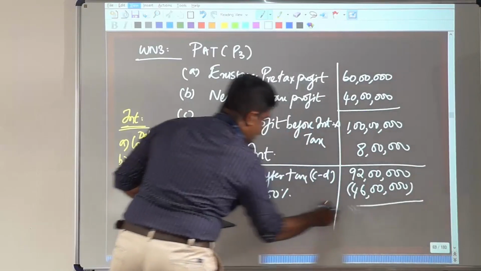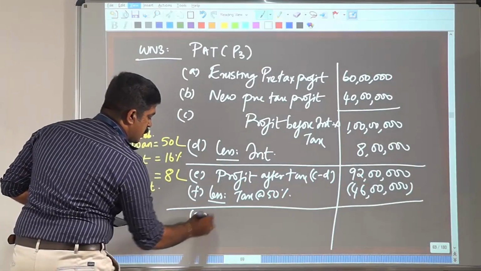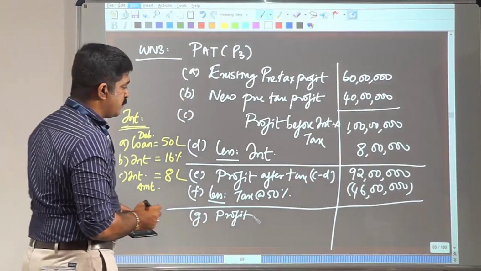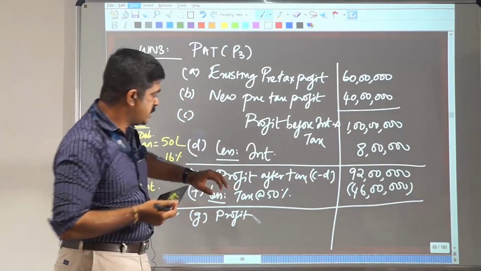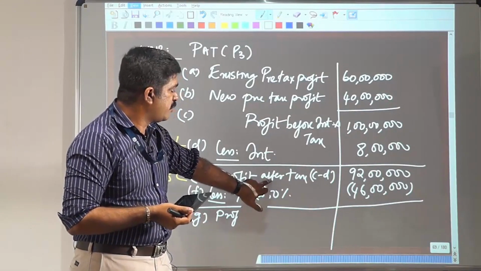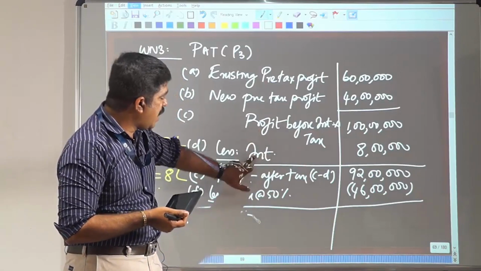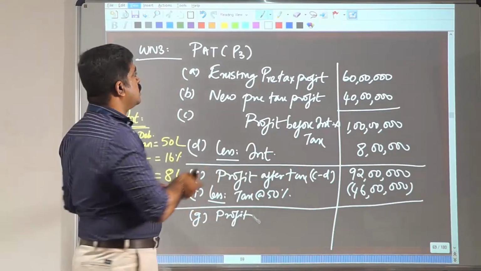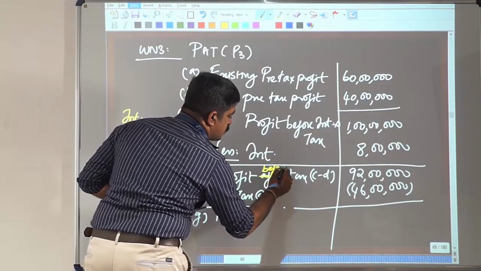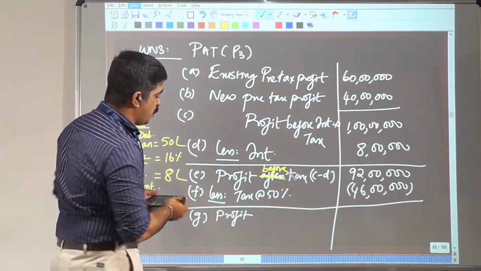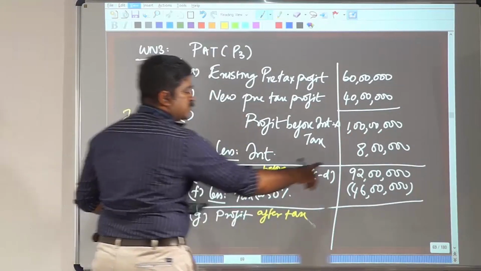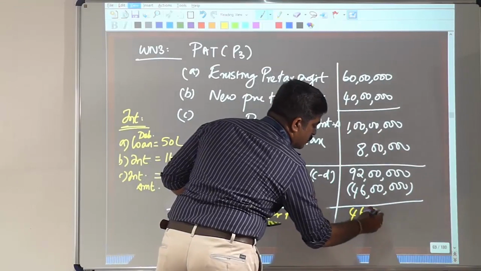So what is my earnings after tax? My profit after tax, I think there is one technical mistake. Please note here I have used the term profit after tax. This is not profit after tax. This is profit after interest. So the right usage here would be profit before tax. Kindly excuse me for that. It is profit before tax. So now only here we can have profit after tax. Okay. So what is my profit after tax? It is going to be the same amount, 46 lakh.